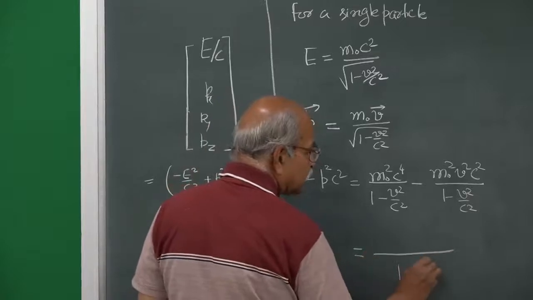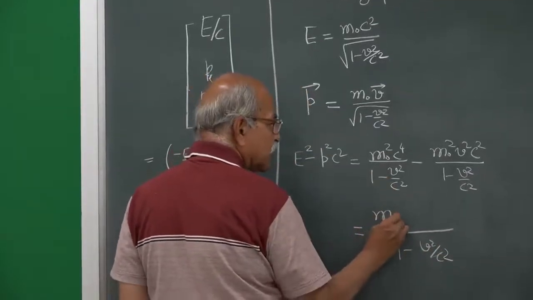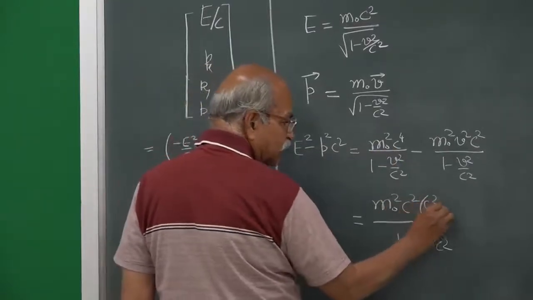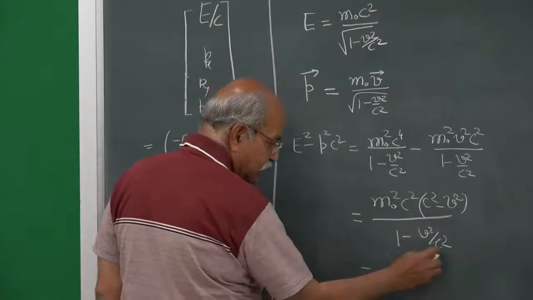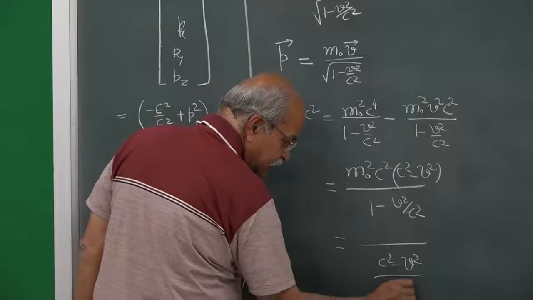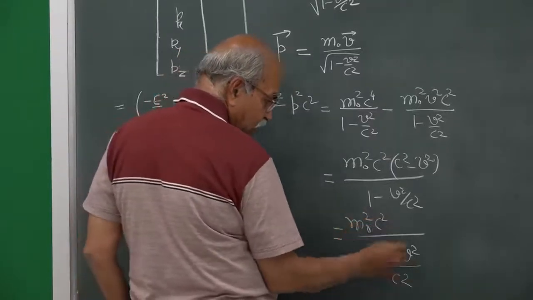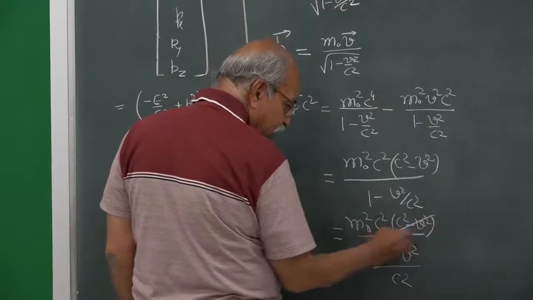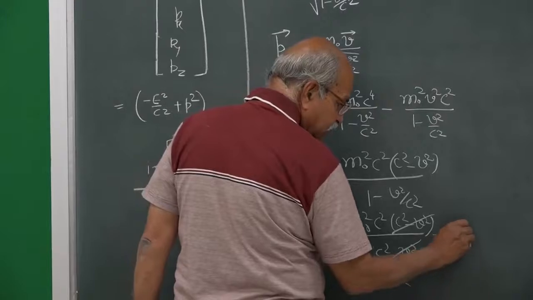So, you have 1 minus V square by C square here, and then m naught square C square you can take common. So, you will get C square from here and minus V square from here, and this you can write as C square minus V square by C square, and this is m naught square C square. And then you have C square minus V square, cancel this, bring it up, and this is m naught square C4.